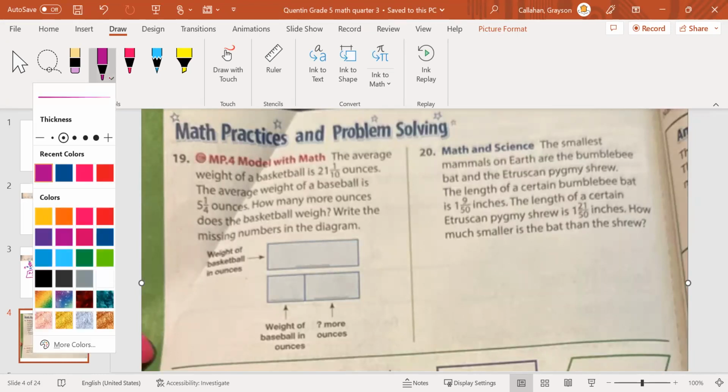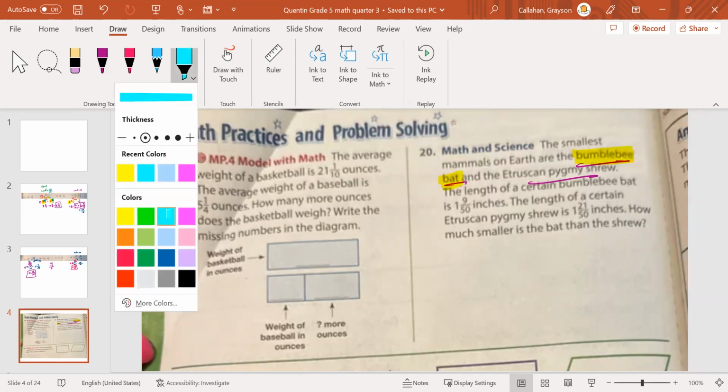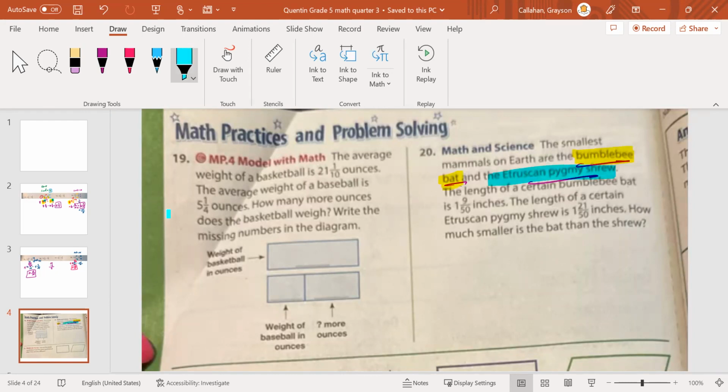Smallest mammals on Earth are bumblebee bat. Etruscan pygmy shrew. Etruscan pygmy shrew. So there's two. There's bumblebee bat, so it's kind of bat, and then you have a shrew. Those are the two smallest ones.